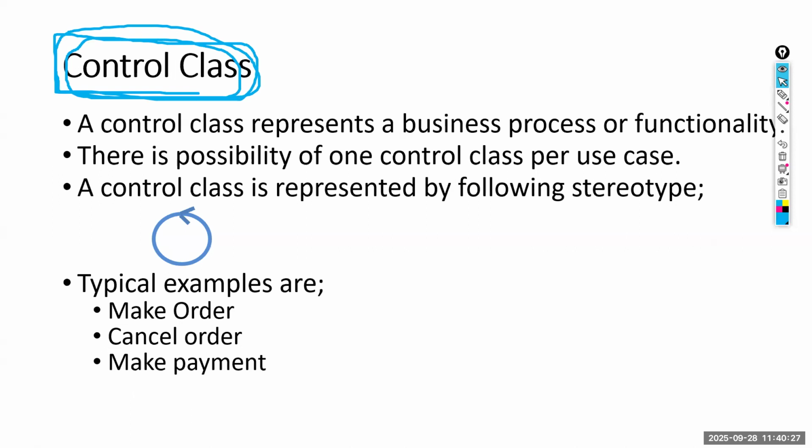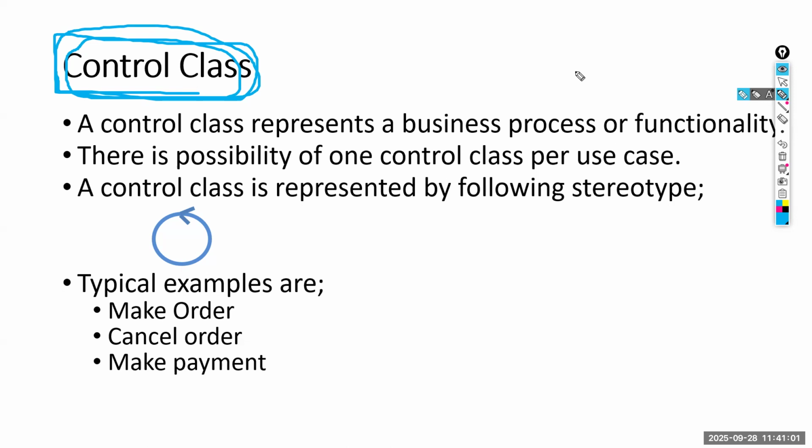A control class is not a major functionality in the system, right? Customer, payment, order, these are domain functionalities. Control classes just control the business flow, like the payment process or order process. So there should be some controlling, right? Orchestration, controlling the flow and calling the relevant behaviors of the relevant objects. So those are called control classes.